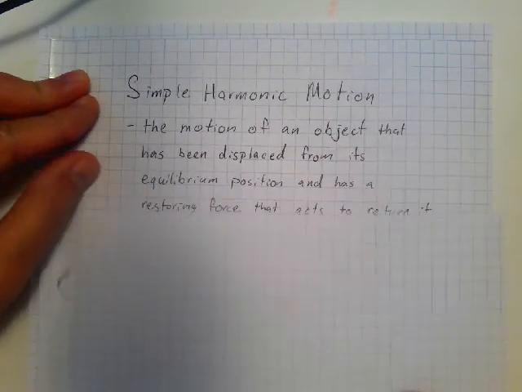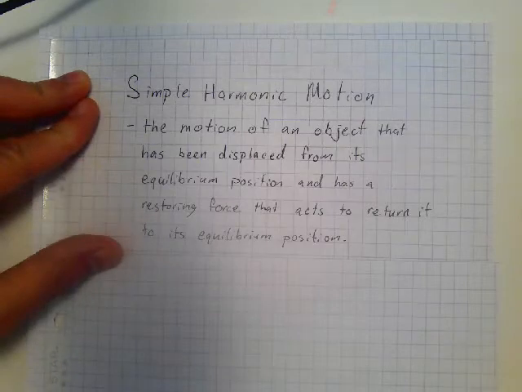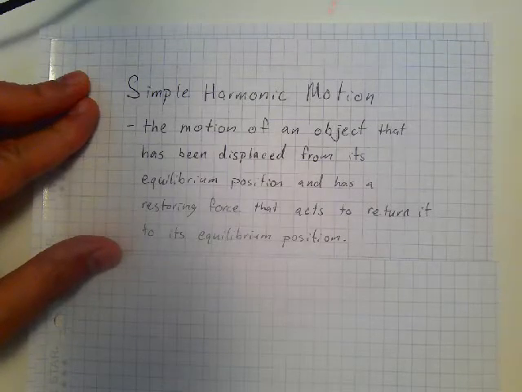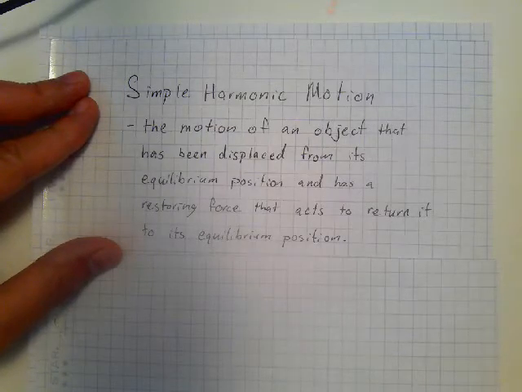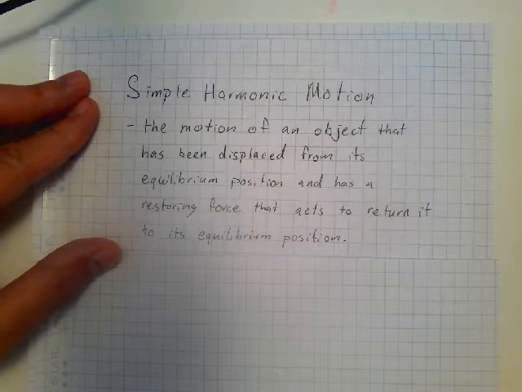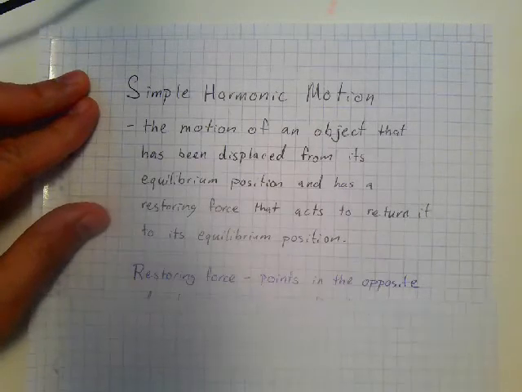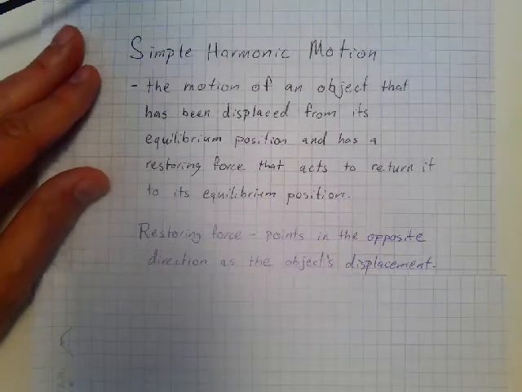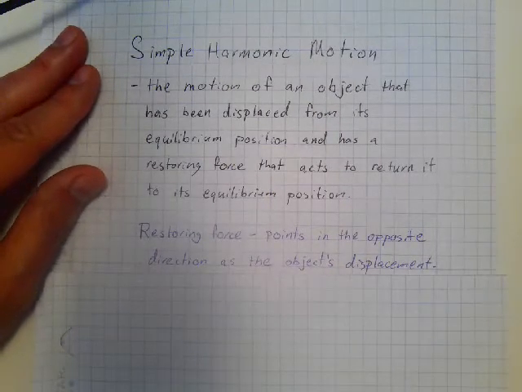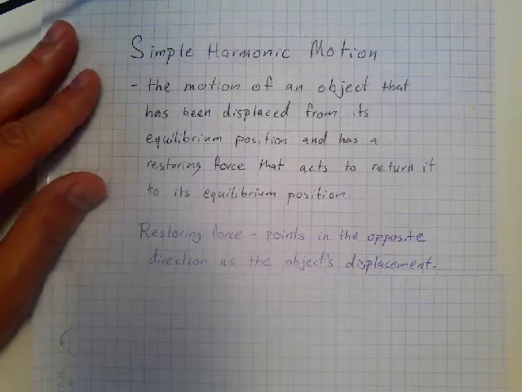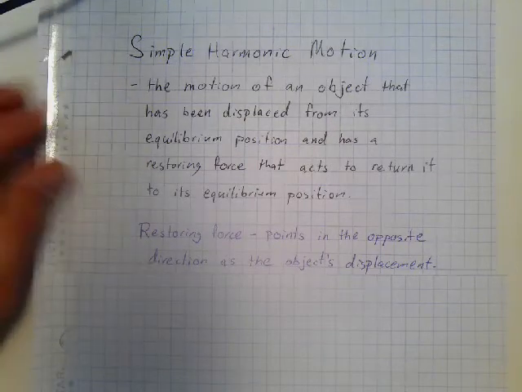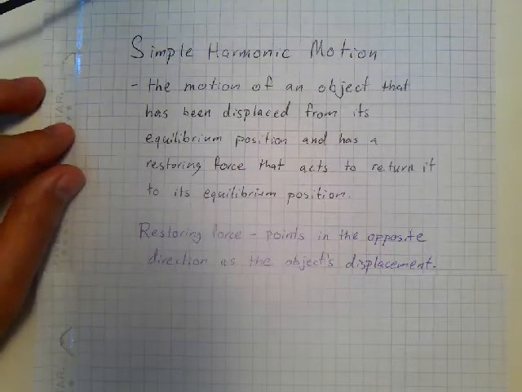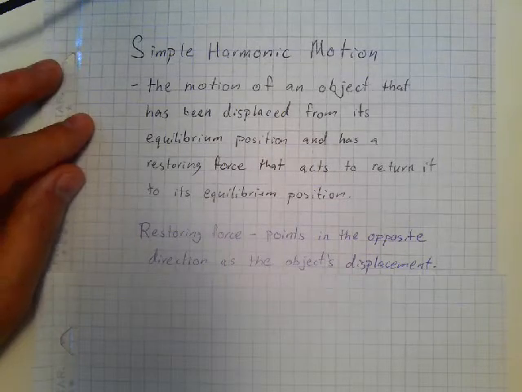So basically what I would say is simple harmonic motion is any motion where the object has been displaced from its equilibrium position and has a restoring force that acts to return it to its equilibrium position. Basically, a restoring force is any force that points in the opposite direction of the object's displacement. So if we think about things that point in the opposite direction of their displacement, springs come to mind right off the top of the bat.